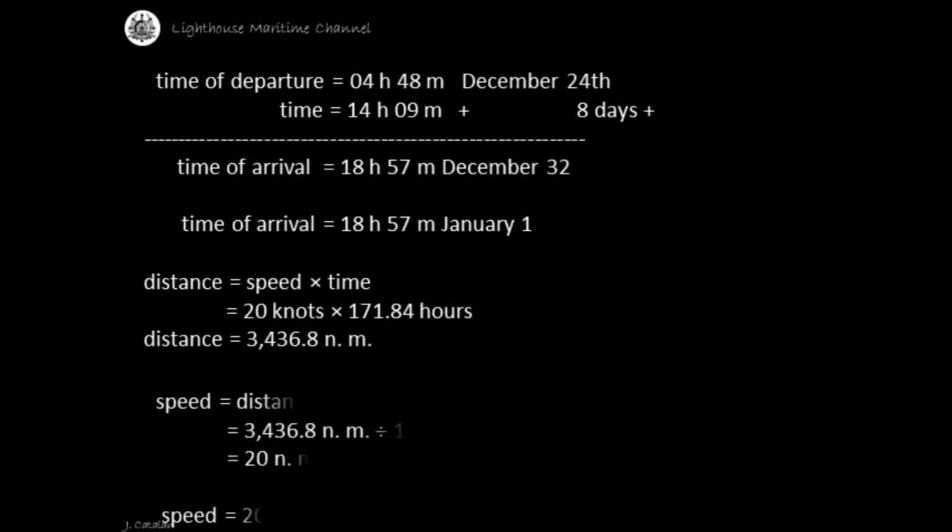Let us pretend that we do not know the speed. The formula for solving speed is: speed is equal to distance divided by time. Distribute the value. Speed is equal to 3,436.8 nautical miles divided by 171.84 hours. The result: speed is equal to 20 nautical miles per hour, or speed is equal to 20 knots.